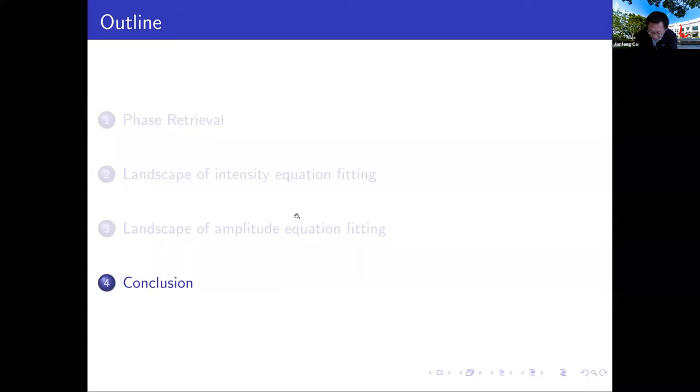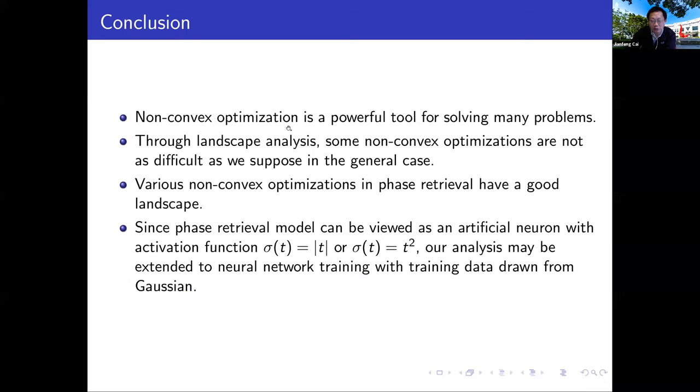So now I can conclude my talk. So first of all, the non-convex optimization is a powerful tool for solving many problems. Through landscape analysis, some non-convex optimizations are not as difficult as we suppose in the general case. In this talk, various non-convex optimizations in phase retrieval have a good landscape. Not only the intensity equation least squares fitting, but also the amplitude least squares fitting.